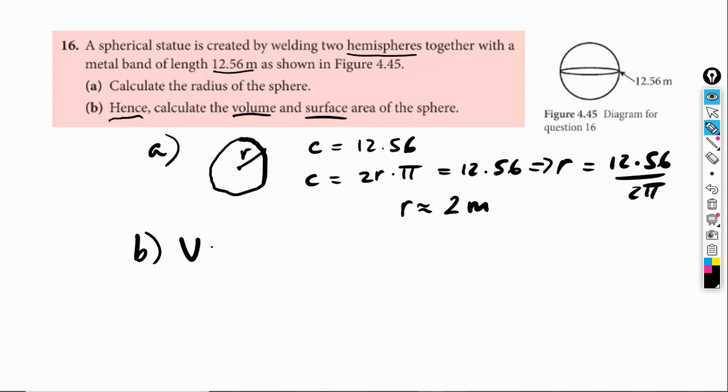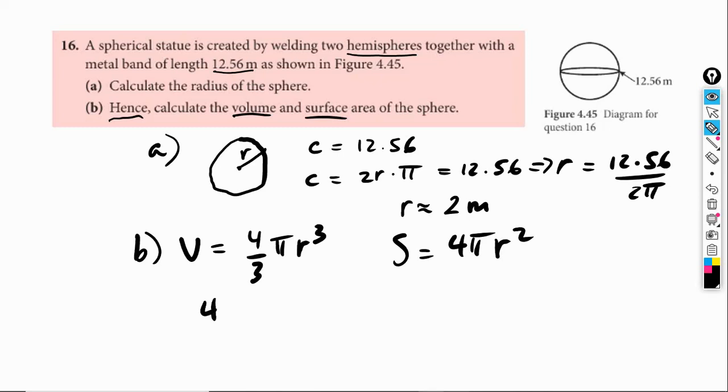Remember that the volume of a sphere is going to be 4/3 pi r cubed. And the surface area of a sphere is easy to remember because it's like 4 circles. So 4 pi r squared. Then just substitute for r, right?